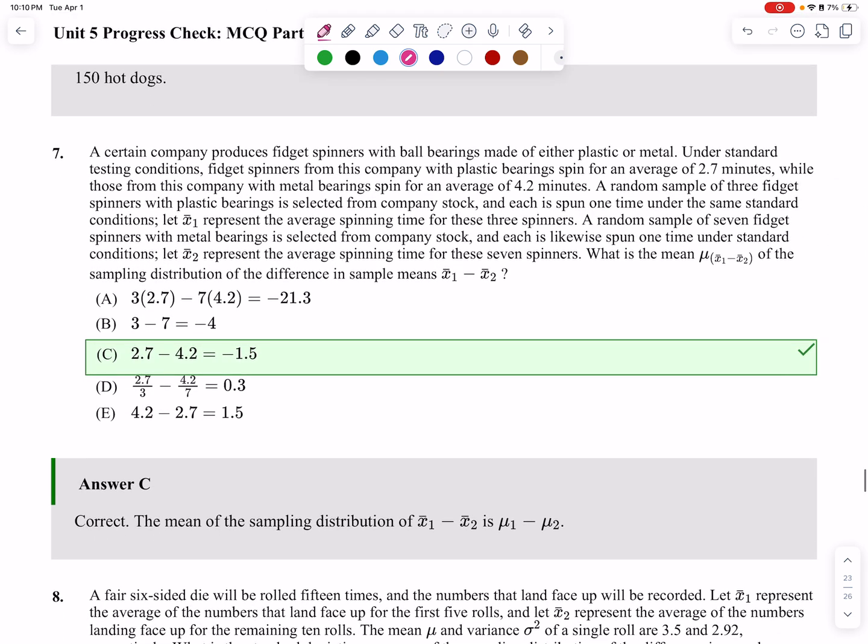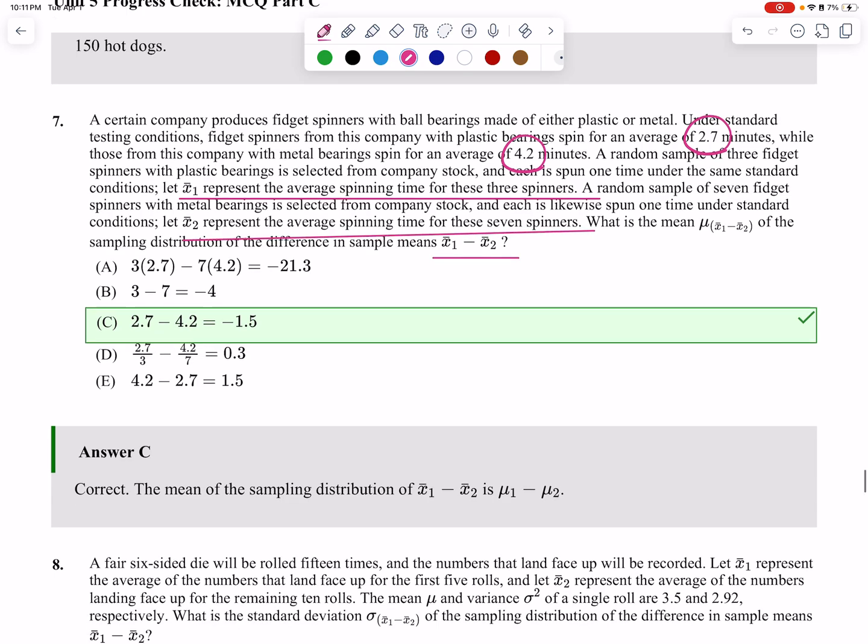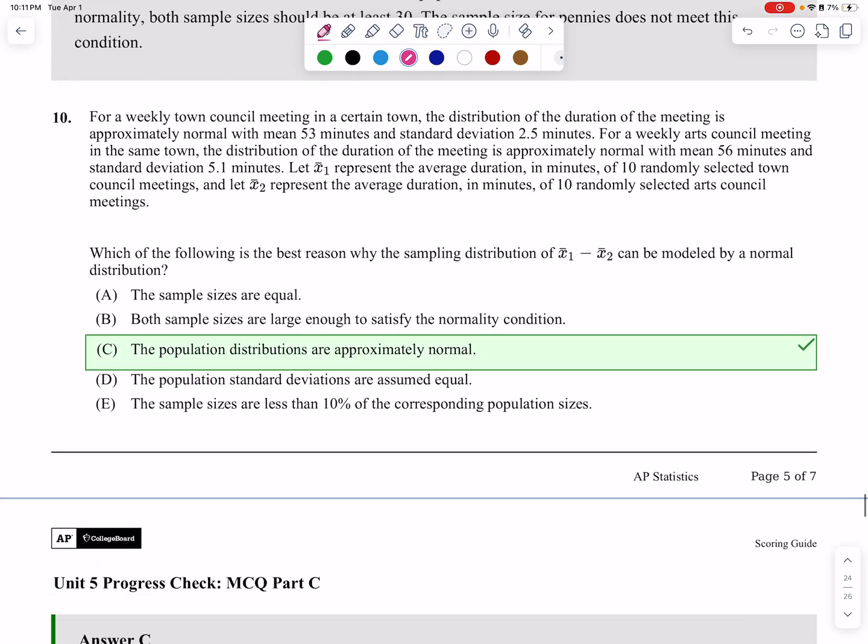All right, this is asking what is the mean of the sampling distribution, the difference of means here. And so with the mean, all you have to do is 2.7 minus 4.2, and that's it. So x1 minus x2, and it tells you x1 is the average spinning time for 3 spinners, and x2 is the average spinning time for 7 spinners. So that's it. Okay, 11.